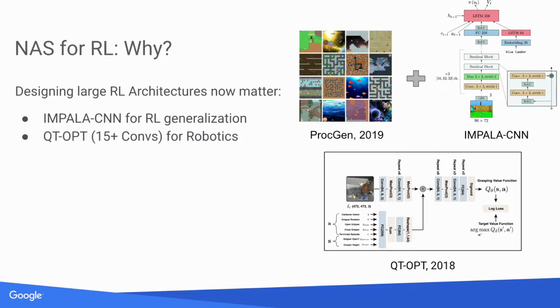However, before we jump into the details, we first need to discuss why NAS for RL is now an important and new frontier to tackle. As RL progresses in maturity and applications, so does the size of the architectures. For example, in the ProcGen paper, it was discovered that a large residual architecture, termed Impala CNN, possessed very strong generalization performance. Furthermore, in robotics applications here at Google, in particular for grasping, very large architectures with over 15 different convolutional layers are used to process high-resolution images.